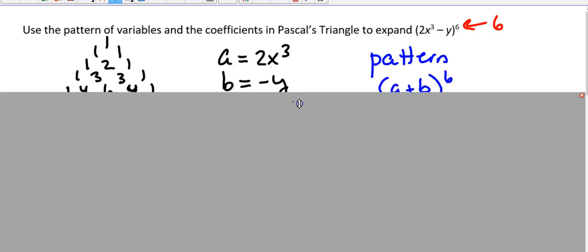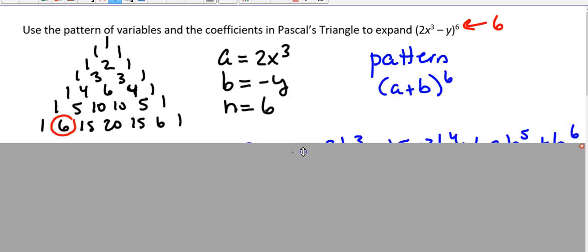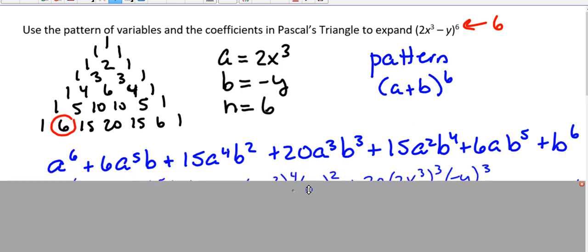So we have something to the sixth power, so let's set this up with our binomial pattern here. What we have is an a plus b to the sixth pattern. This corresponds to the row in Pascal's triangle where 6 is the second number. A is 2x cubed in this case, so there's an exponent within the binomial as well as outside the binomial. B is negative y and n is 6. Here's what our template would look like to expand a plus b to the sixth.